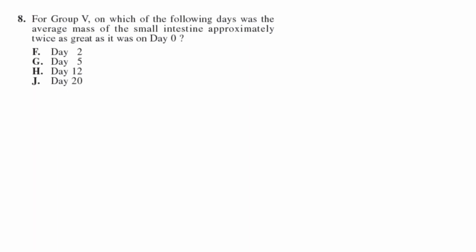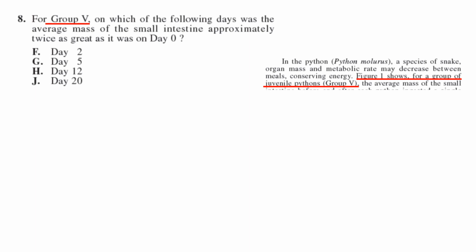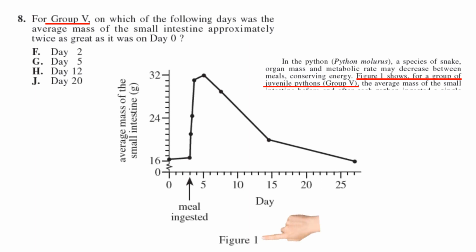Number 8. For group 5, okay, now which one's group 5? This one's a bit tricky. It tells you in the reading that figure 1 shows group 5. So we're looking at figure 1. Doesn't say group 5 anywhere in the figure, so you have to know that from the reading.